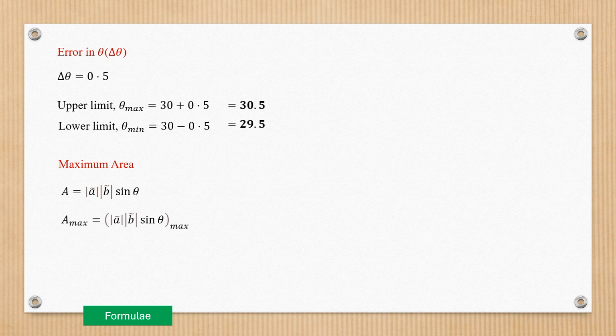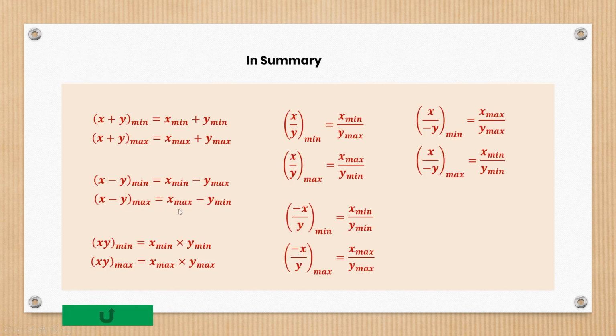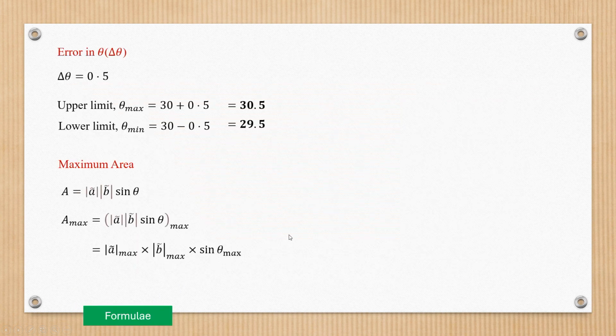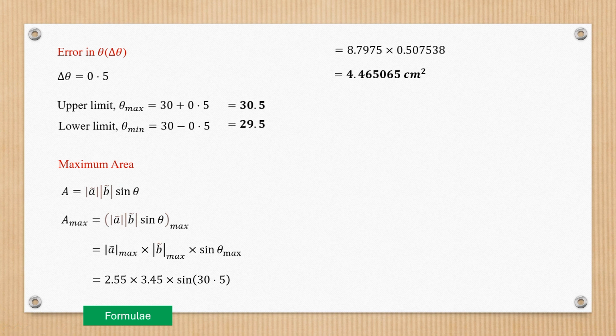So the maximum area shall be gotten from this formula. Now A max shall be, so we're going to be looking at the product of these values right here. So when dealing with the maximum, we're going to have A max times B max times sine theta max. And how do I know that? Is because when we're dealing with product, we just have max times max. Then now remember here we're dealing with the maximum value of the theta itself. So I have 30.5 inside the sine. So I'll have it this way, of which the answer shall be 4.465065 centimeters squared.